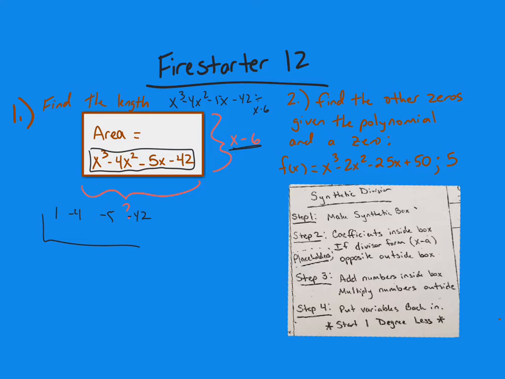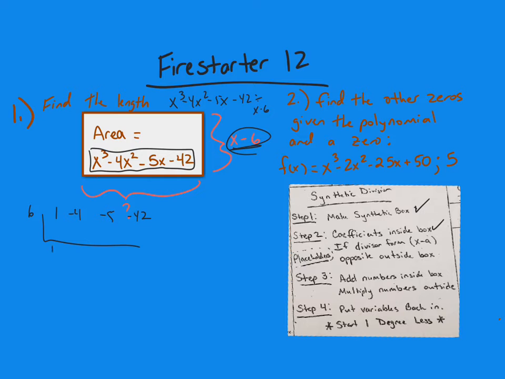So I make my synthetic division box, done. I put my coefficients inside the box, done. If divisor form, x minus a, that's what that looks like. So that is divisor form, I put the opposite outside the box. So I don't put -6 outside the box, I put +6.